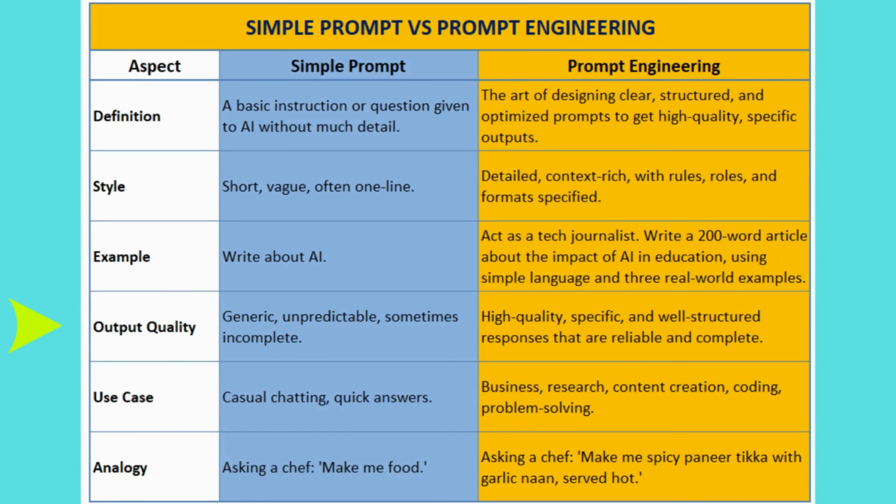So in simple prompt, the output quality will be generic, unpredictable, sometimes incomplete. Whereas in prompt engineering, the output quality will be much higher, specific, and well structured responses that are reliable and complete. The use case of simple prompt is casual chatting and quick answers, whereas prompt engineering is widely used in business, research, content creation, coding, and problem solving.